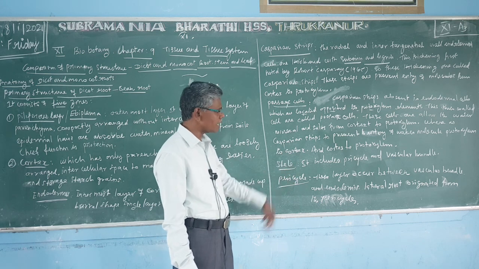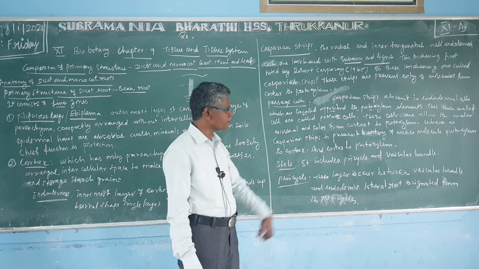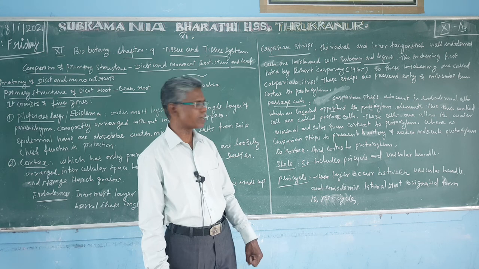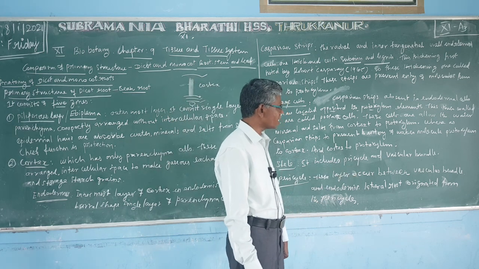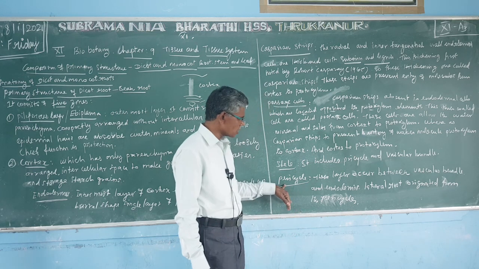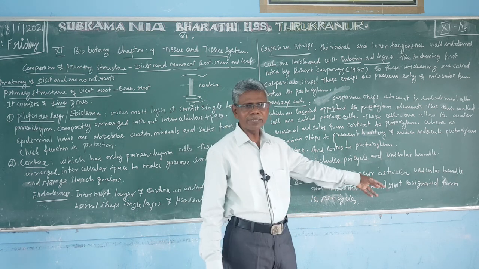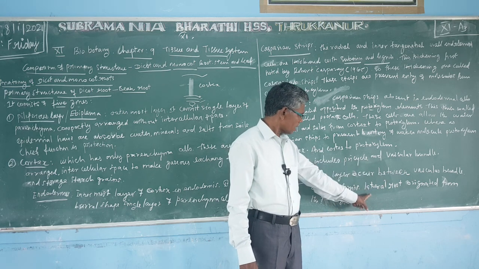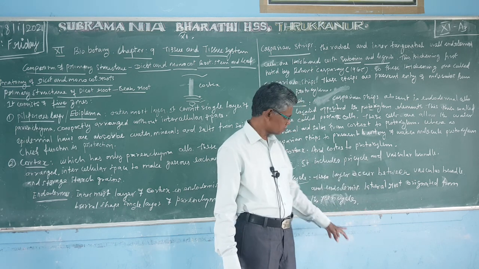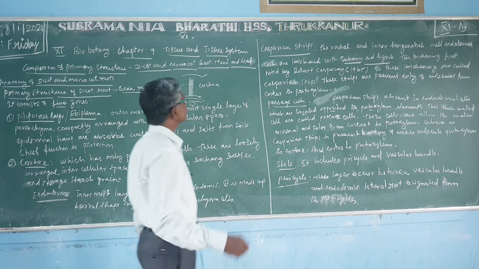So next, stele. It is the covering of the pericycle and vascular bundle. That is the outermost covering of pericycle and vascular bundle. Then pericycle, the layer that occurs between the endodermis and vascular bundle. Now the lateral roots originate from pericycle. And the last one, vascular bundle.